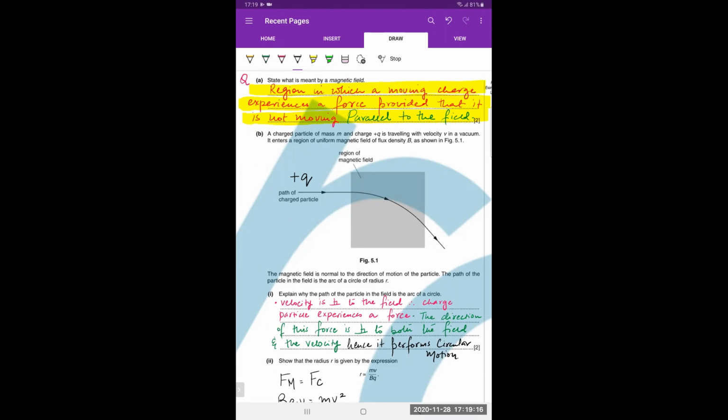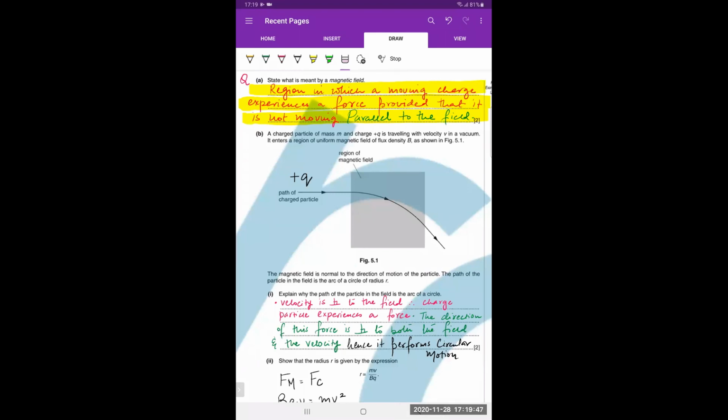So a particle of mass m, charge plus q, enters the region of magnetic field and performs circular motion. The magnetic field is perpendicular to the direction of motion of the particle. The path of the particle in the field is an arc of a circle of radius r. Once again, they are asking the same question: explain why the path of the particle in the field resembles the shape of an arc of a circle.